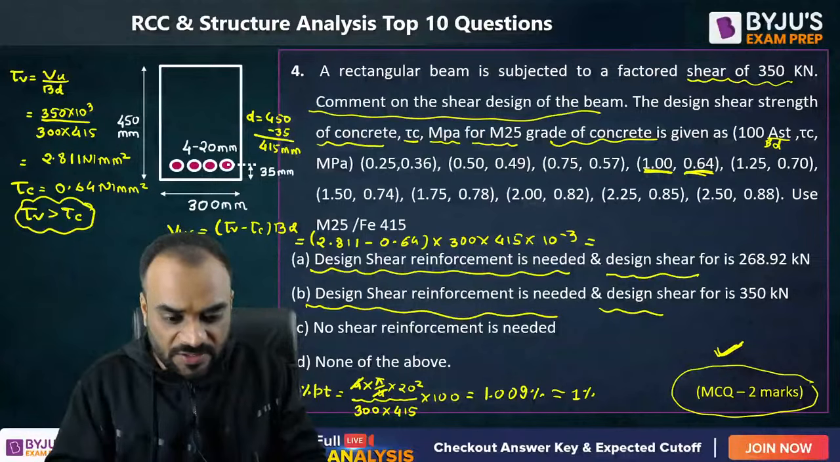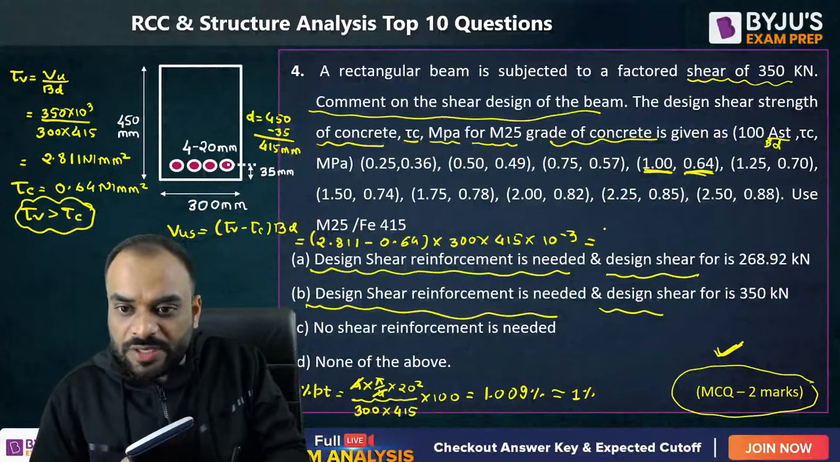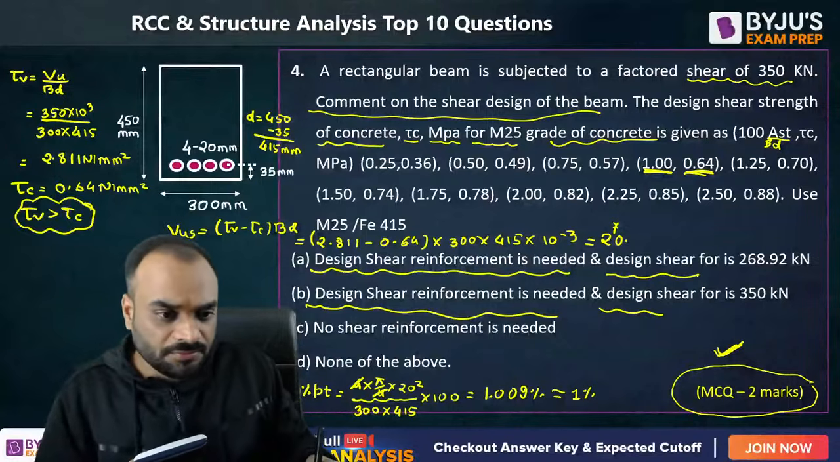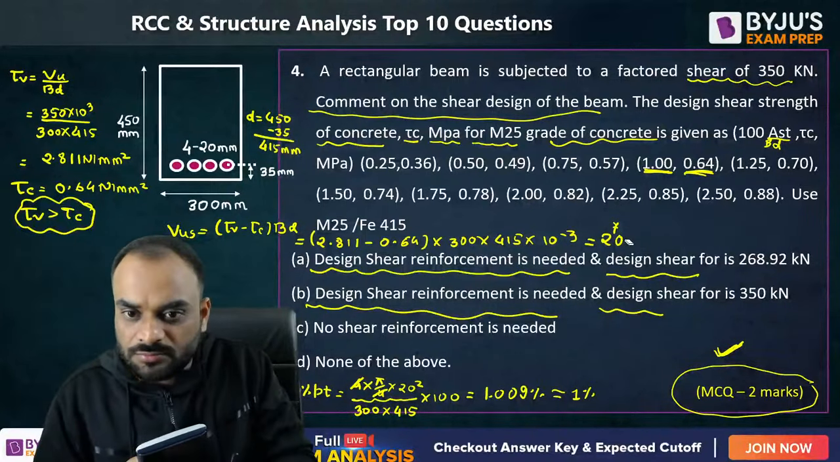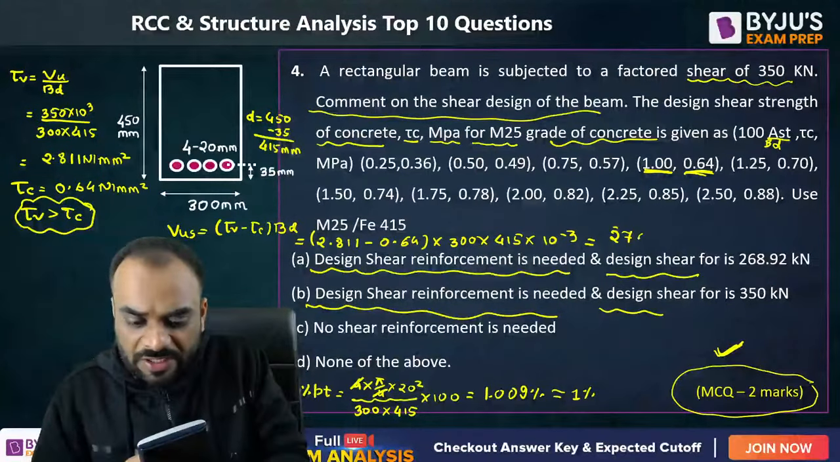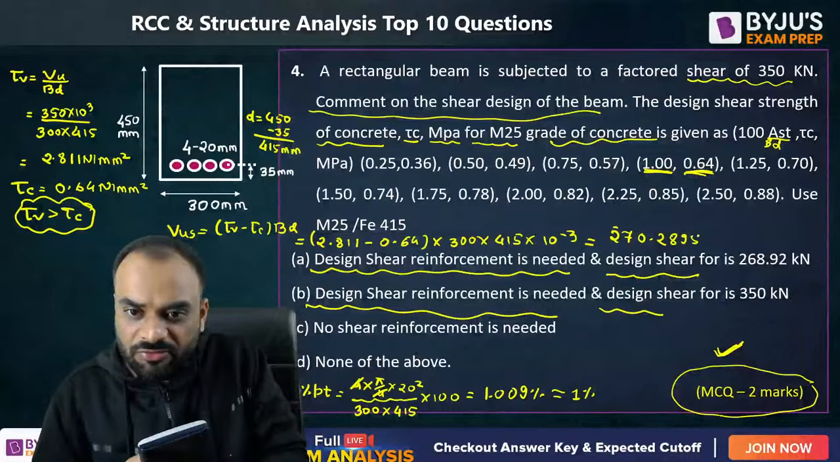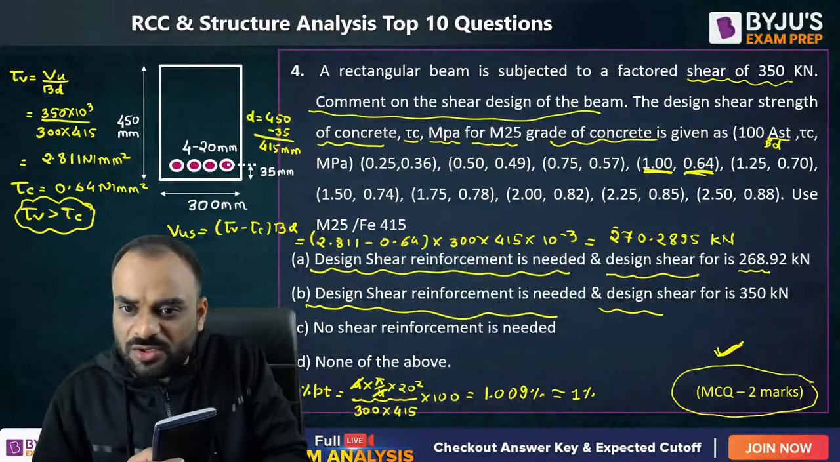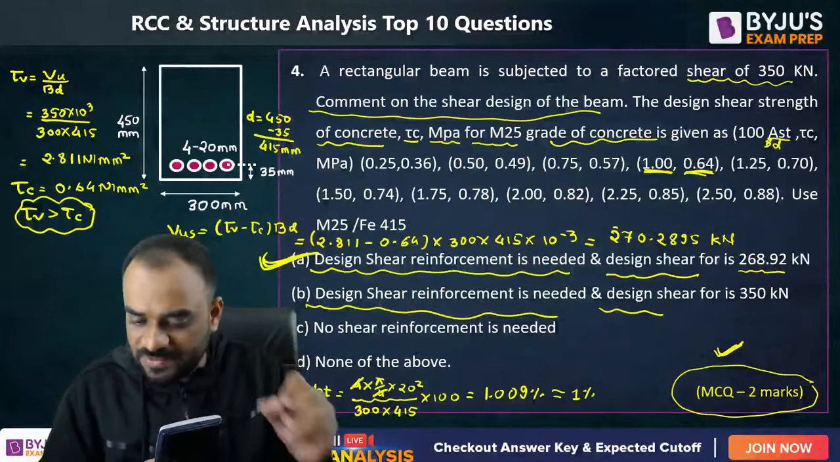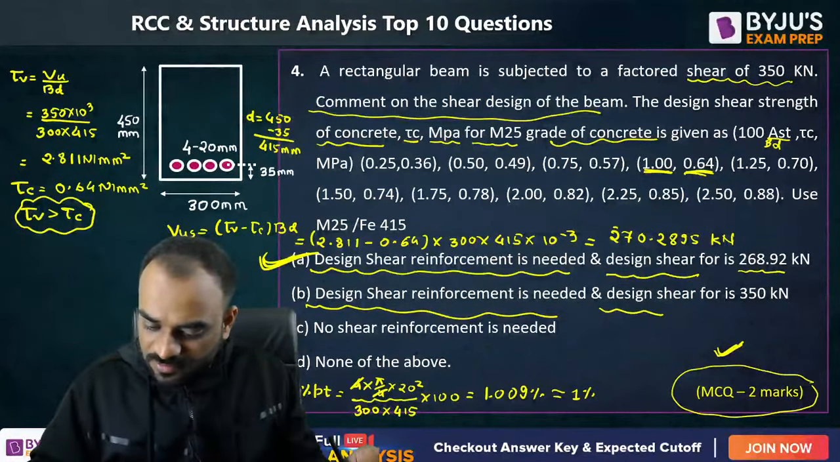So exactly which answer you are getting, guys, please write down in the chat box quickly. So 270 point something is coming. We are getting 270.2895 kilonewton, which is very close to 268, right? So can we say that, guys, A is the correct answer? A is the correct answer. Very nice. A is the correct answer, guys.